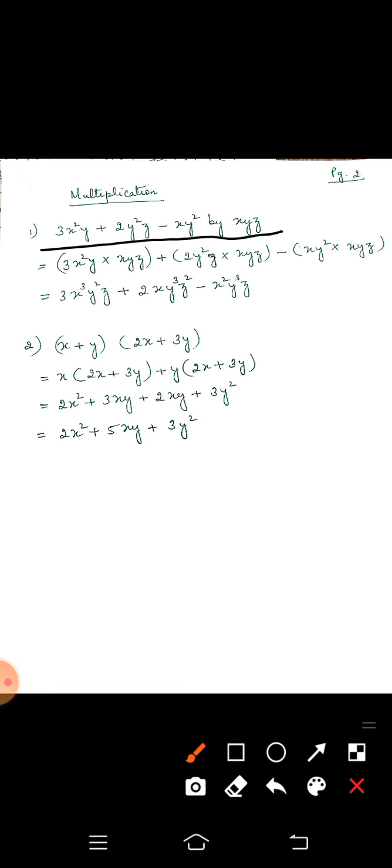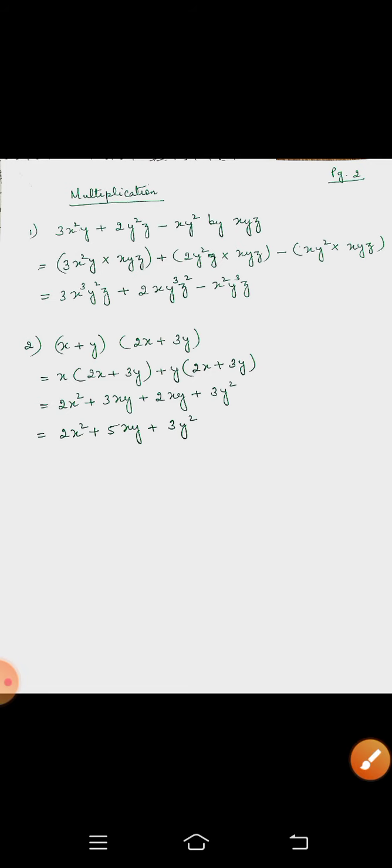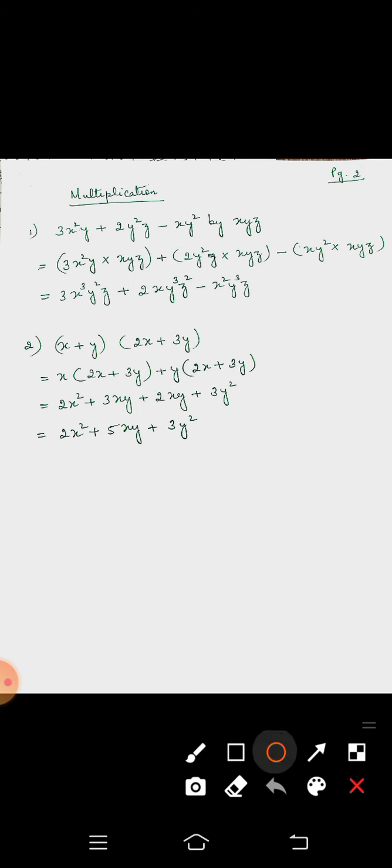Now here, this is a set of terms and there are three terms: the first term, second term and third term. All the terms have to be multiplied by the multiplier, that is xyz. Separately we need to multiply each term by the multiplier.